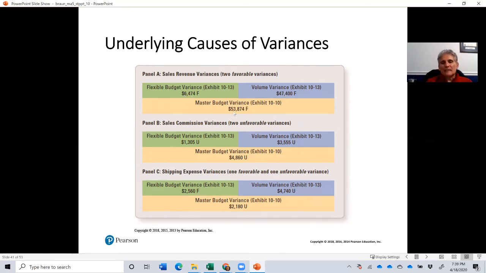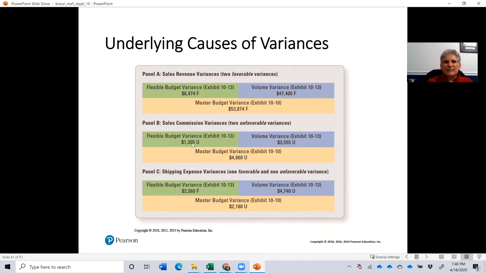So the reason why we had such a 53,874 favorable variance for the master budget was partly due, well, almost completely due to the volumes, because the volumes went up 47,400. But even after the volumes were up, we still had a nice price variance as well. Now, when we look at the sales commissions variance, looks like the flexible budget was 1305 unfavorable. The master budget was 4860 unfavorable. So the difference really can be explained away by the volumes.